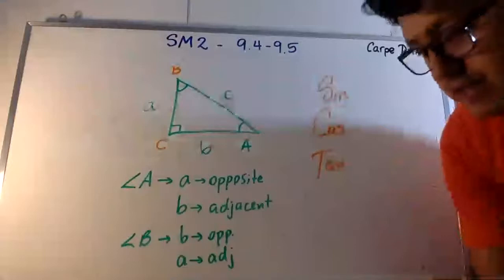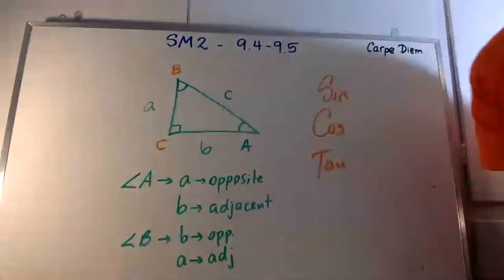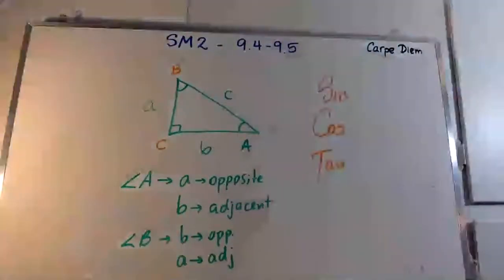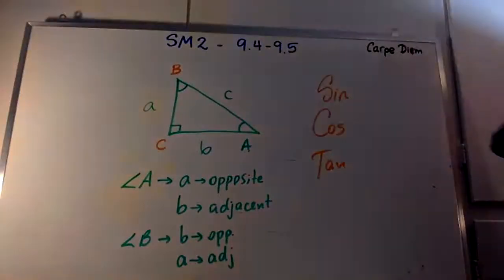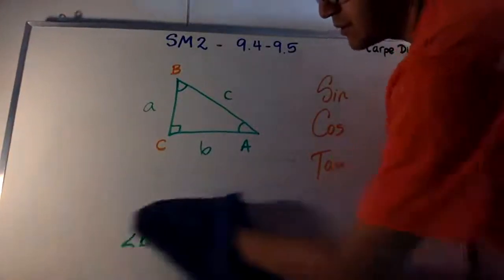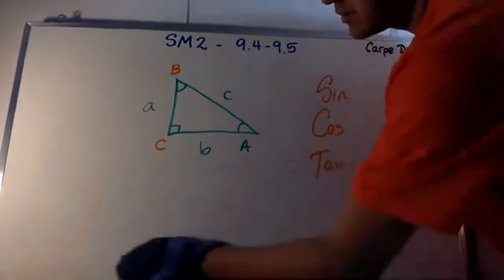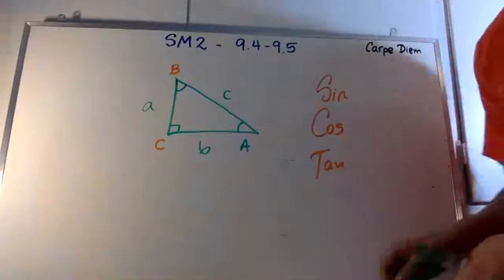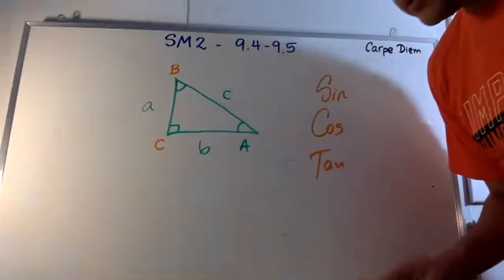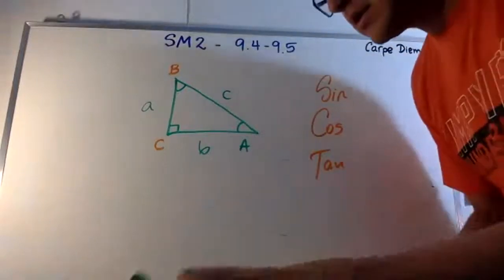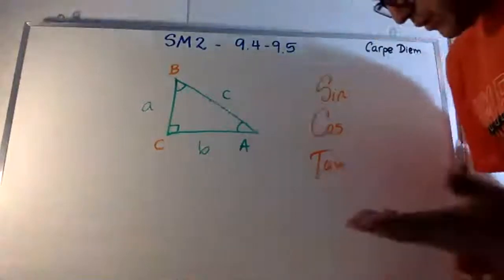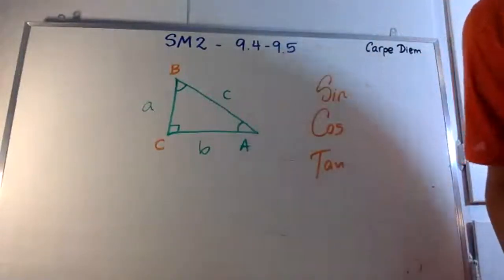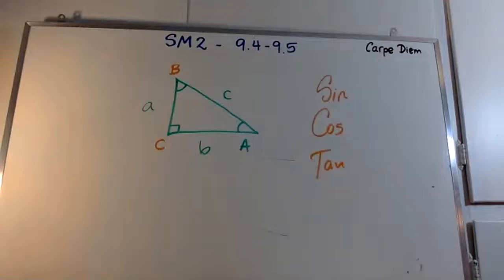That said, now let's begin. We are going to now define these three basic trigonometric functions. Okay, so let's begin. Section 9.4 begins with tangent, and then 9.5 goes over sine and cosine. I don't like it that way, but anyway, I'm going to use the book as a reference.